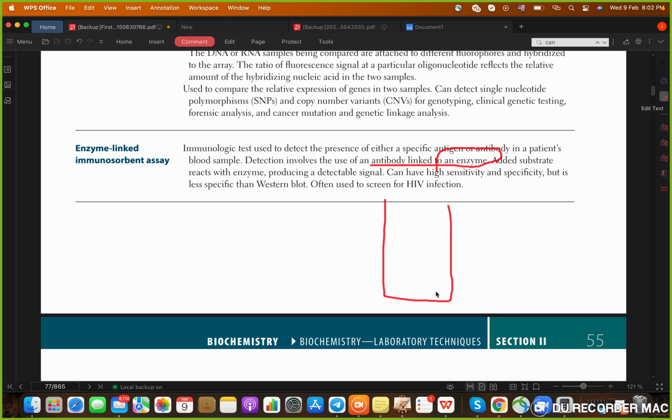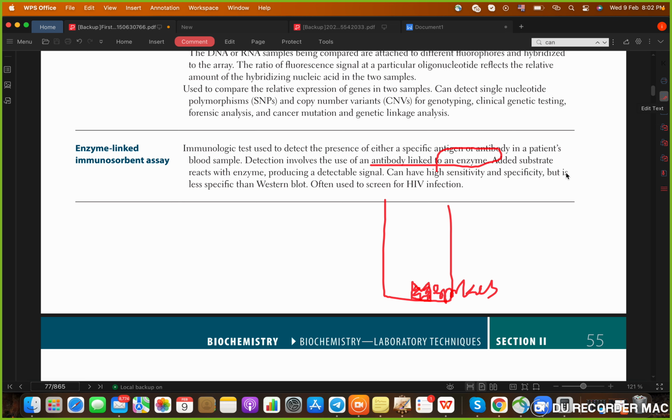So what do you do? Well, first of all, to detect an antibody, let's say you want to detect an antibody. You bring a well, and inside of the well, you put a built-in antigen for the antibody of interest. Let's say that you are interested in the antibody for COVID, okay? So here you put the spike protein inside of the well.